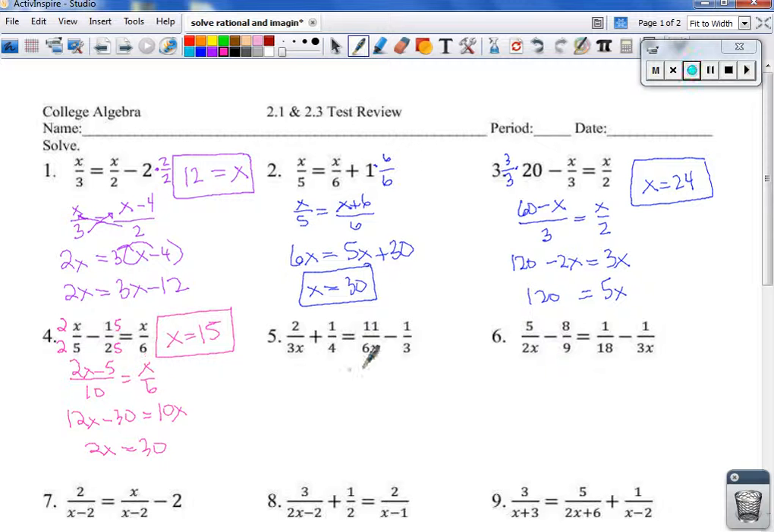Sounds good to me. Okay, now this one we're going to do a little bit differently. Notice how we have a 3 and a 4 and a 6 and a 3. Well, we're still going to have to get the same denominators. So we multiply this one by 4 over 4 and this one by 3x over 3x. So we have a common denominator of 12x. And on the top we have 8, I believe, 8 plus 3x. Over here, I'm just going to multiply this by 2 over 2. So I have an 11 minus 2 over 6x.